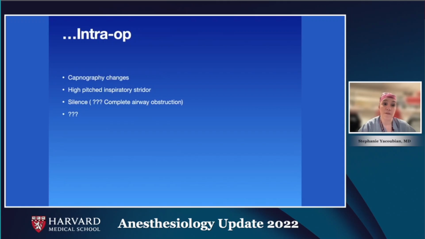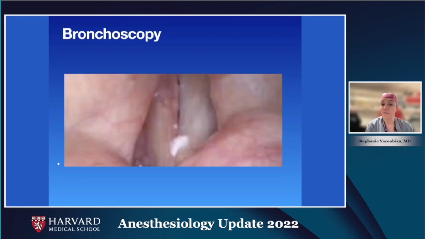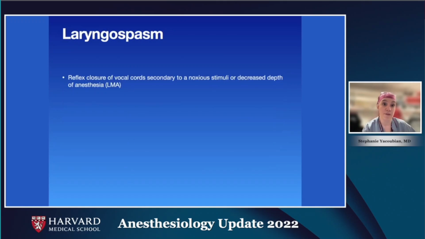Intra-op, your capnography changes, and you hear a high-pitched inspiratory stridor, and the stridor then changes into silence, and you, as the anesthesiologist, are now faced with the scenario of trying to identify what is going on with the patient. Let's say if you had a bronchoscope in the room, you go in through that LMA, this is what you will see. And here is an image of a laryngospasm where the vocal cords are in a laryngospasm.